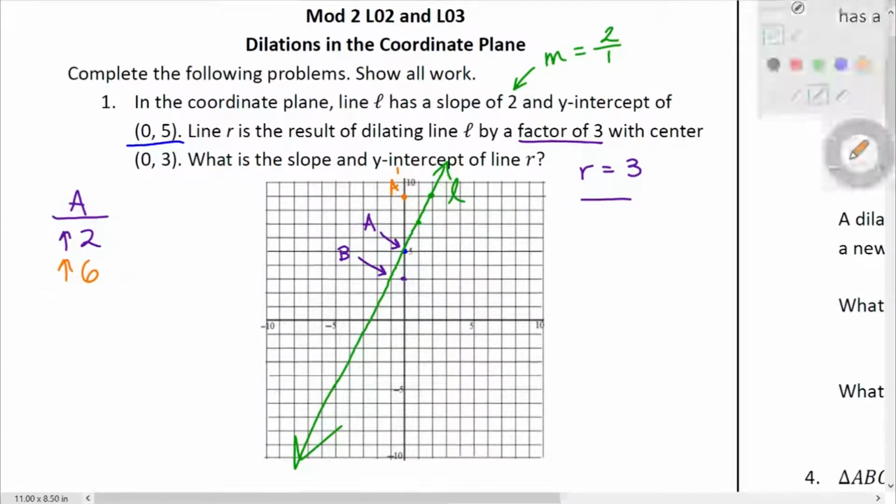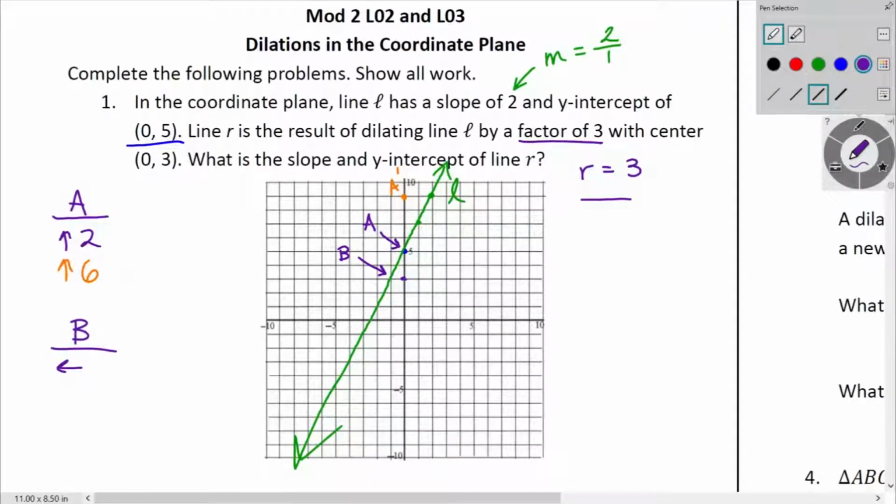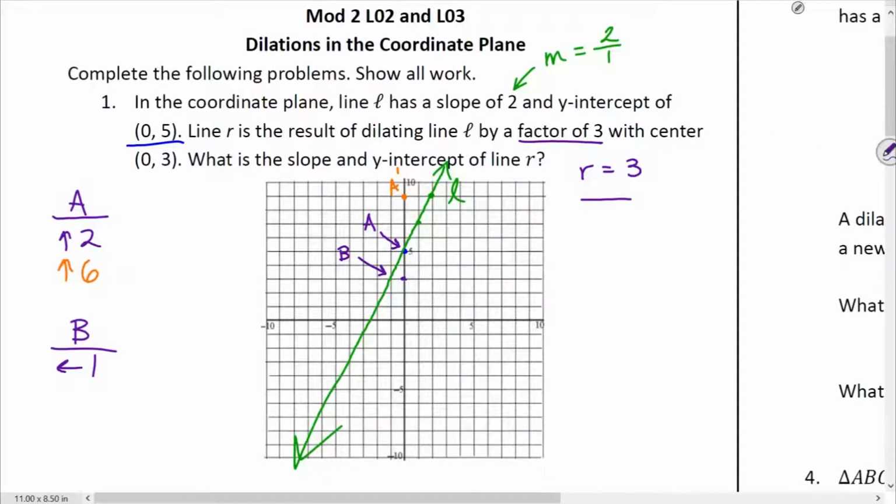Okay, now for point B, I went to the left 1. And multiplying 1 times the scale factor of 3, I get 3. So I'm going to go to the left 3 from the center. So I go left 3, and this point right here is B prime. And I will connect A prime and B prime with a line.